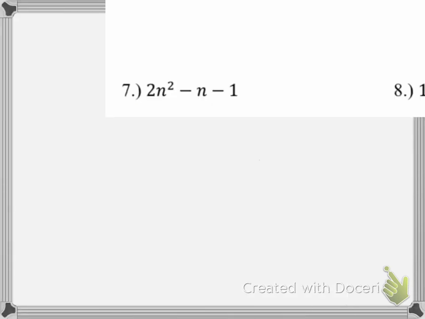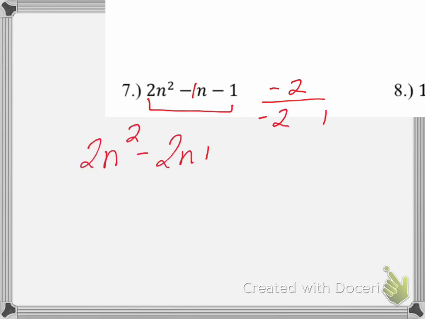All right, number 7. So I'm going to do 2 times negative 1, so that's negative 2. What's nice about this is that there's limited options here to get a negative 1 sum. So that would be negative 2 and 1. So I'll do 2n squared minus 2n plus 1n minus 1.